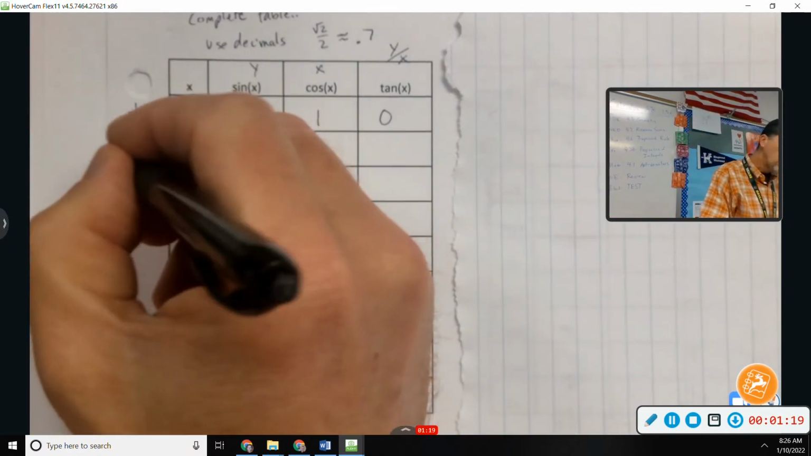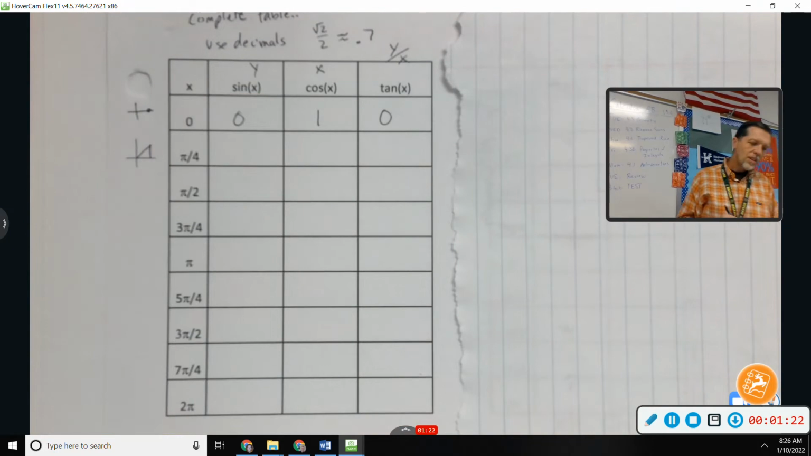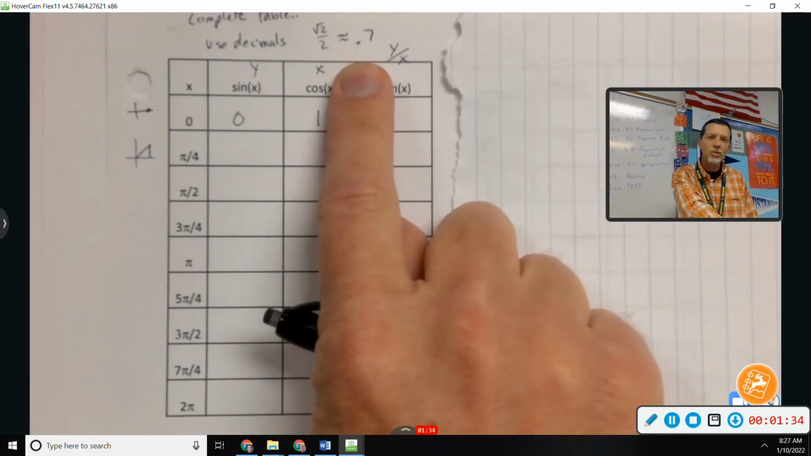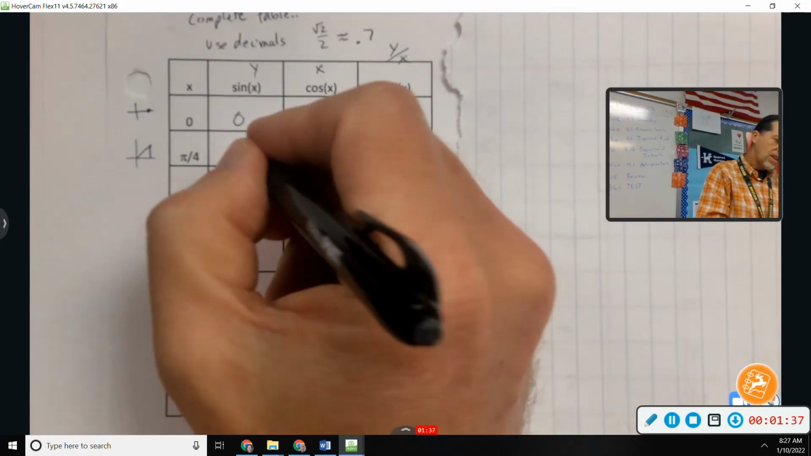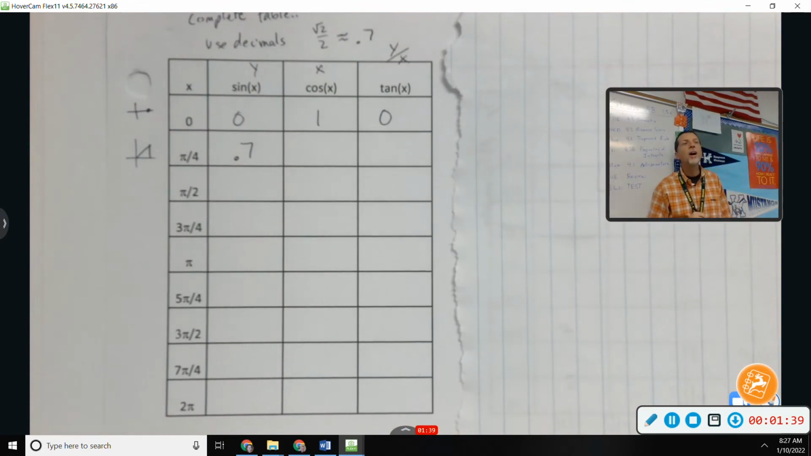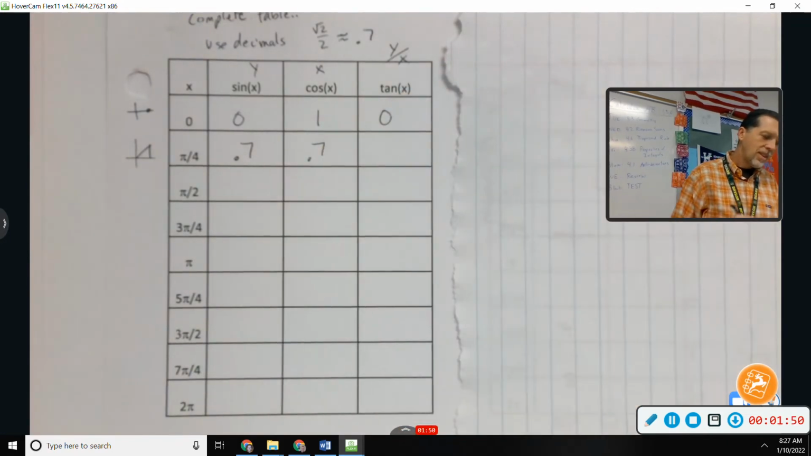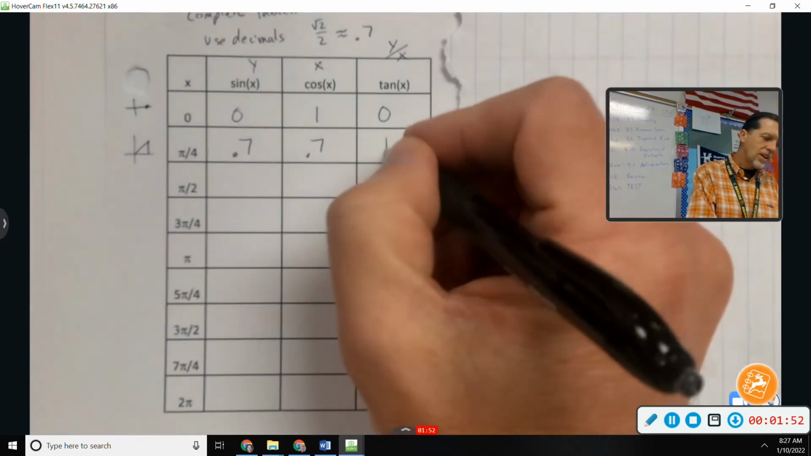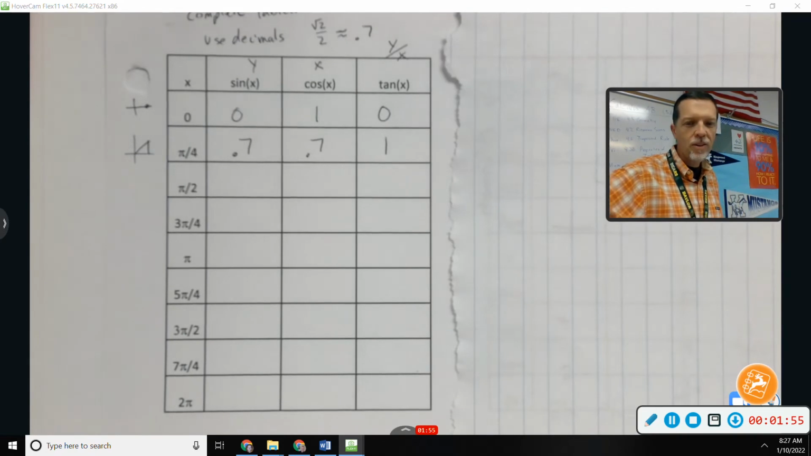Pi over 4, if you need a quick sketch, there it is. What's the sine of pi over 4? Root 2 over 2. I don't want you to write root 2 over 2 today because we're going to be graphing, and who knows what root 2 over 2 is, except that I'm telling you that root 2 over 2 is 0.7. It's approximately 0.7. It's got a lot of decimals after it, but for graphing, 0.7 is plenty good. What's the cosine of pi over 4? And the tangent of pi over 4? 1. All right, I'm going to pass back the test while you finish the table.